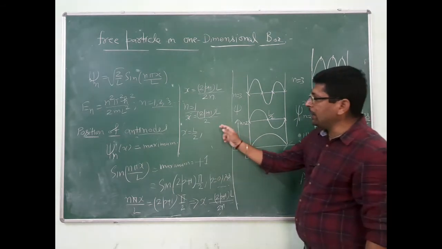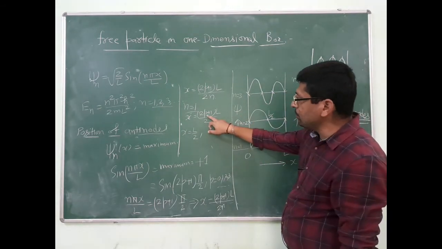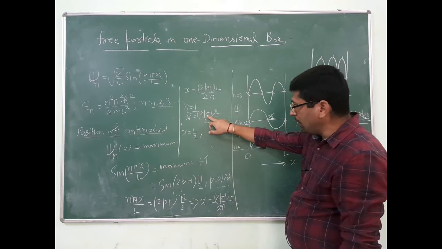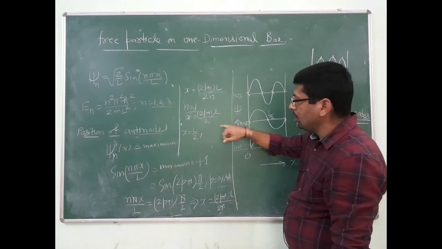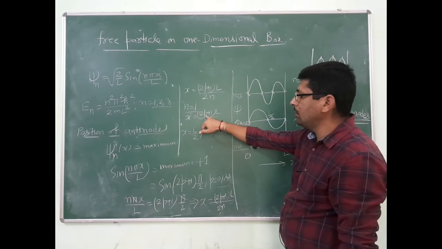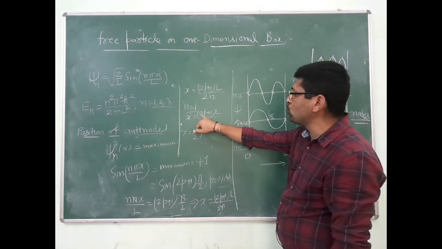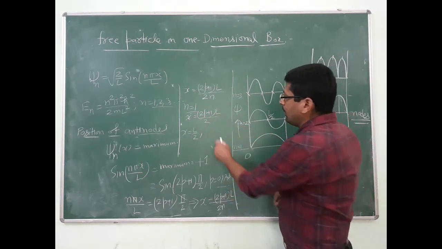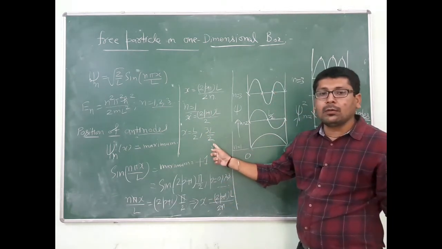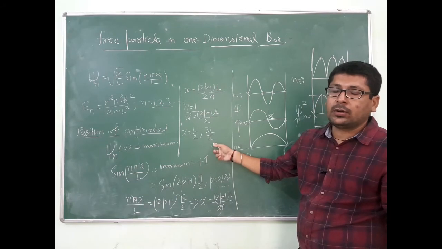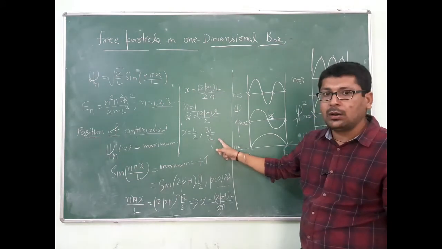And when p is equal to 1, this will be 2 plus 1, 3, so 3L by 2. Will it be a position of antinode? Will this point be a position of antinode?